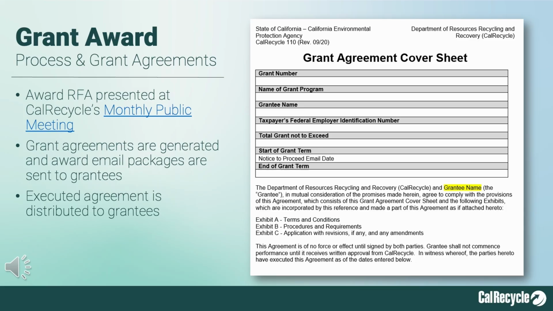After the award RFA is approved, our Fiscal and Process Oversight Cycle Support Team prepares and generates the grant agreement cover sheets. Program lead staff then send the award email package to awarded grantees. This award email package contains critical instructions, including Adobe Sign e-signatures, that all awardees must read and follow.